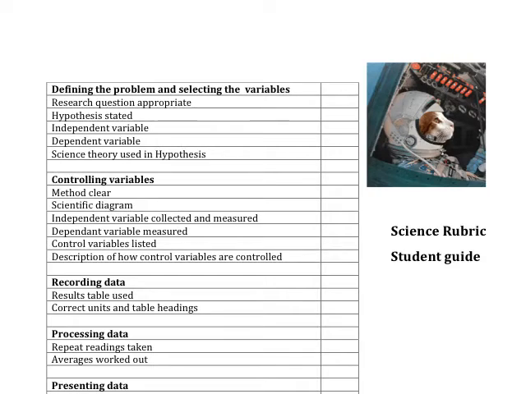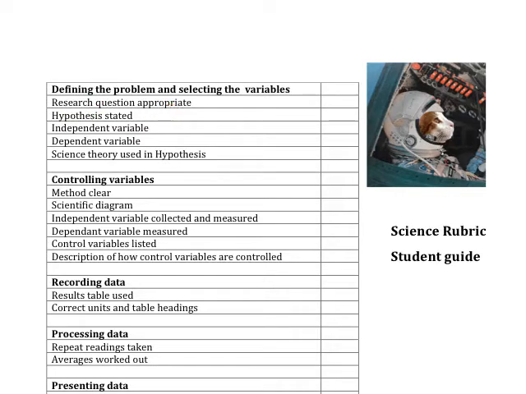So I'm going to explain how to use the rubric to get the maximum grade. Section 1, defining the problem and selecting the variables. You must make sure that your research question is appropriate.